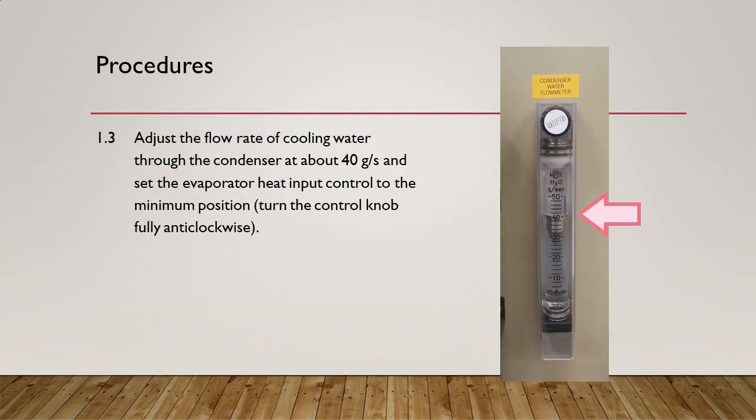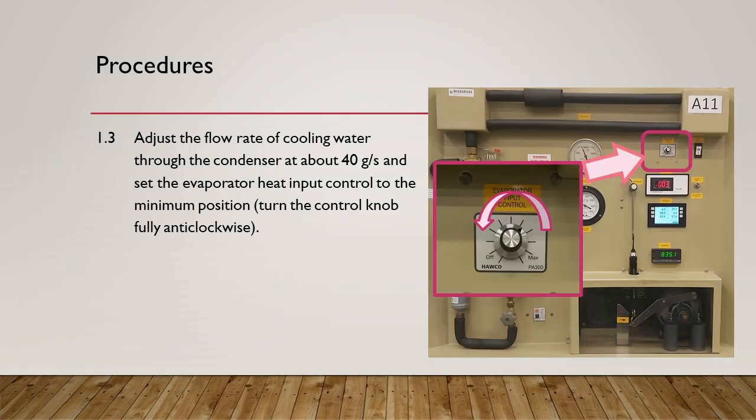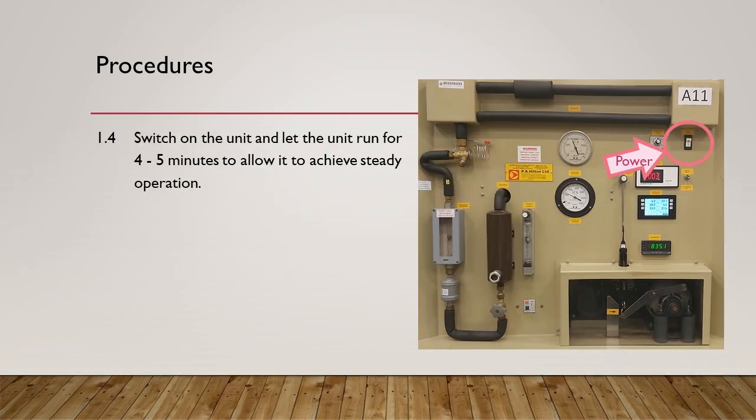Adjust the flow rate of cooling water through the condenser at about 40 grams per second. Set the evaporator heat input control to the minimum position by turning the control knob fully anticlockwise. Now, switch on the unit, and let the unit run for 4 to 5 minutes to allow it to achieve steady operation.